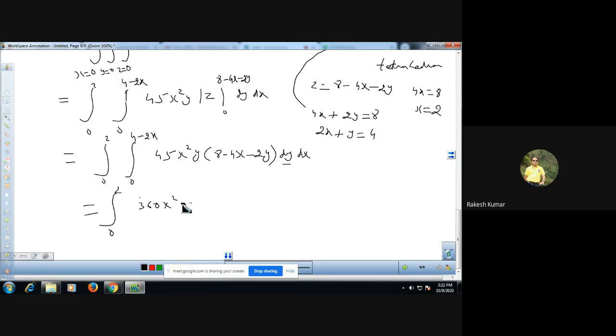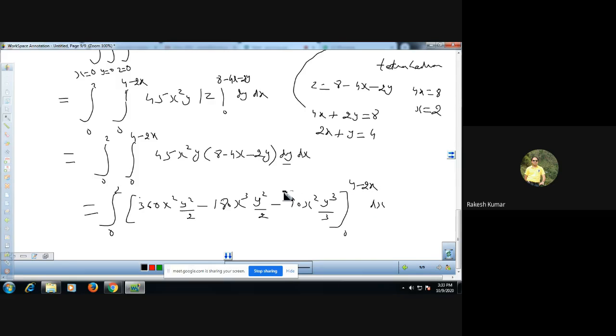that is 360 x square y square over 2. The integration of y will be y square over 2. The limits will be substituted at last, and that will be minus 4xy, and that will be minus 2. You have to multiply here also, 45 into 4, that is 180 x cube. The integration of y will also be y square over 2, and that will be 90 x square, y cube over 2, from 0 to 4 minus 2x.